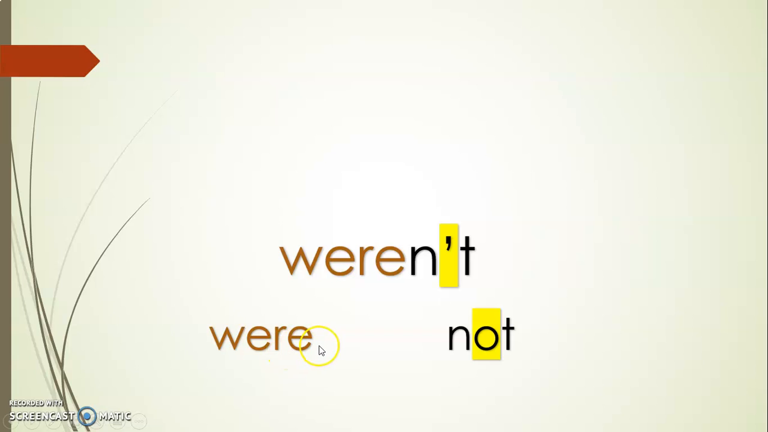And here we have the two words split up. So again, that first word is often going to stay the same. That second word is the one we're shrinking. So not becomes n't. Weren't. Now, it looks a little funny with those two consonants right next to each other.